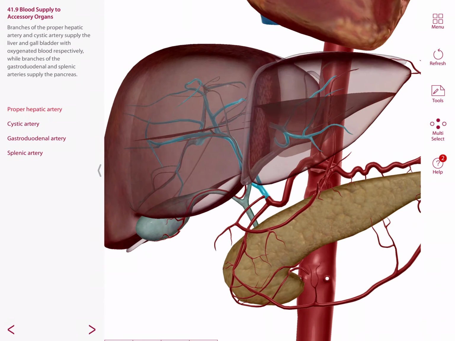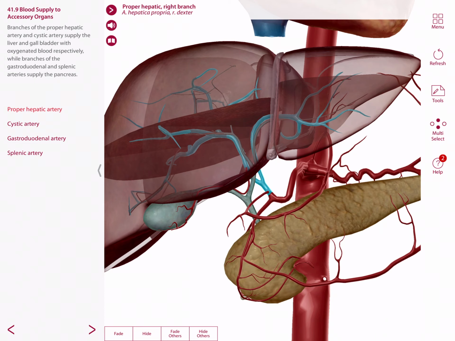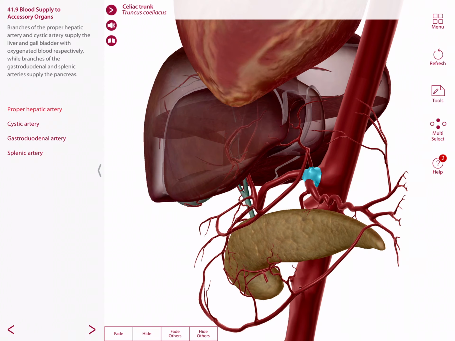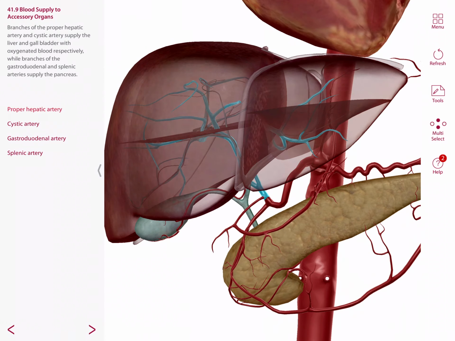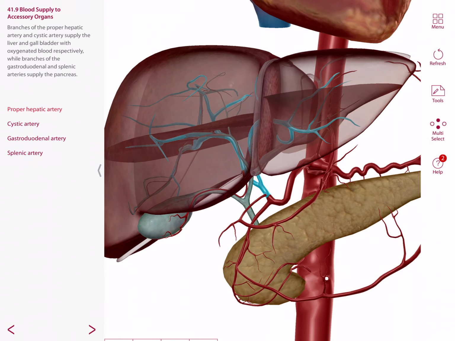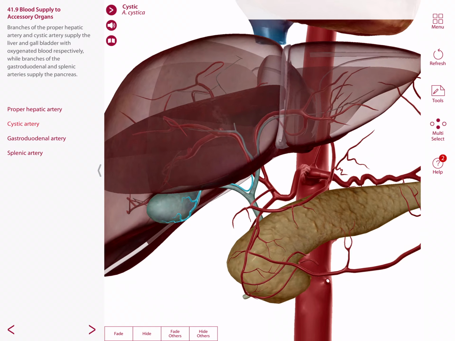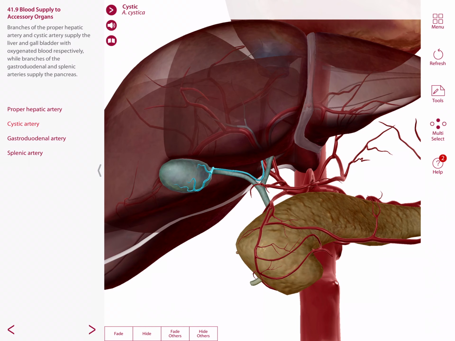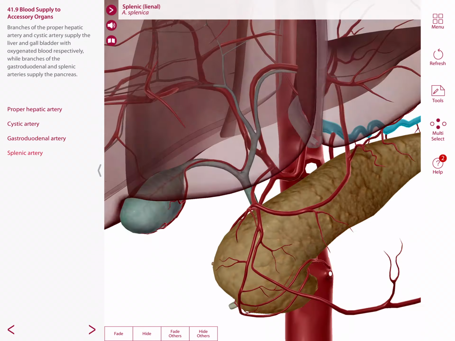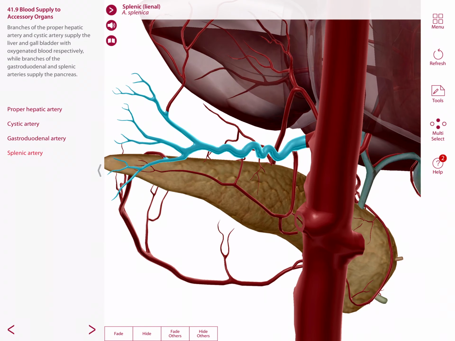Here we've got the blood supply, so we've got the proper hepatic artery. So now we're not just getting nutrients, we're getting oxygen too, and we're going to use the proper hepatic artery. These are all, by the way, branches of the celiac trunk. So proper hepatic artery, branch of the celiac trunk. You can see here's the common hepatic, and then the proper hepatic. We've got the cystic artery going out to the gallbladder, the gastroduodenal artery, and the splenic artery.